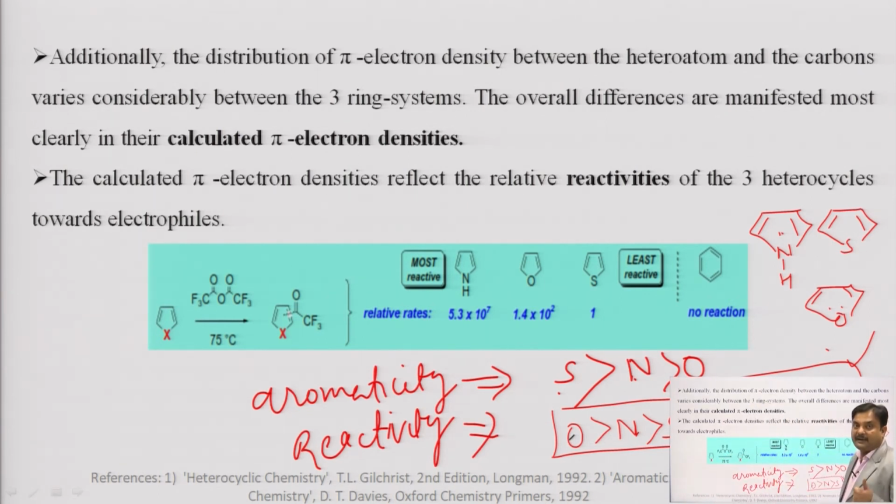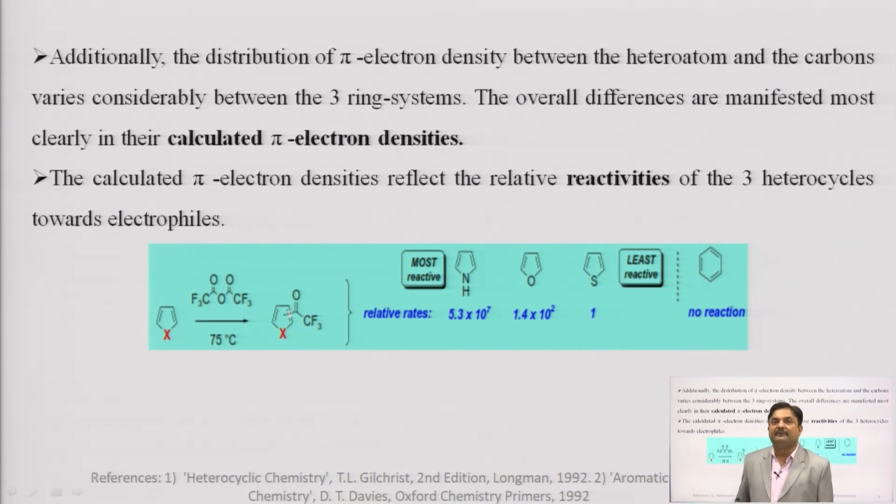Aromaticity, because of the electronegative characters of the oxygen, nitrogen and sulfur, occurs in the order: thiophene is the most aromatic compound, followed by nitrogen, and furan is the least aromatic compound. When we are talking about the reactivity, please take care that pyrrole is the most reactive, followed by the furan, followed by the thiophene. And you have to mention in the exam that in case of pyrrole, nitrogen is a trivalent atom, it will accommodate positive charge more easily than the oxygen of the furan when it will go for the electrophilic substitution reaction. That's why pyrrole becomes more reactive than the furan.